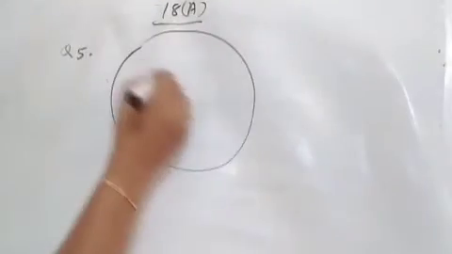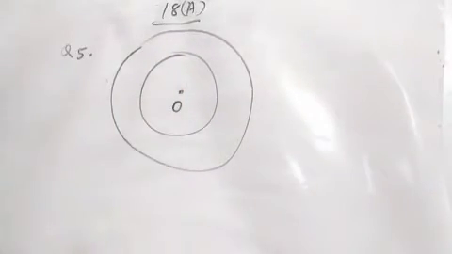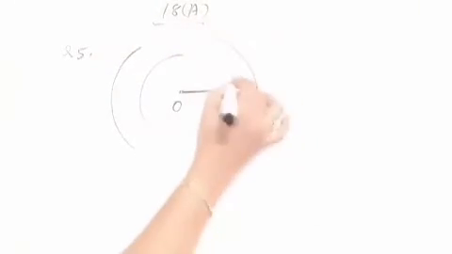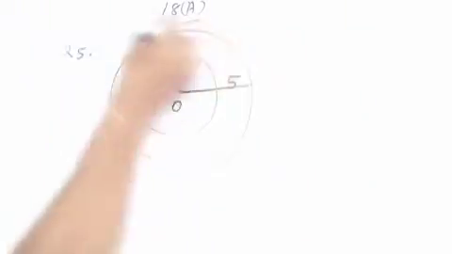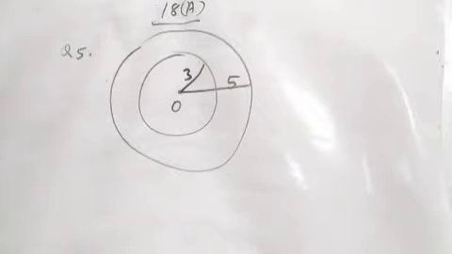Fifth question is, two circles of radii 5 cm and 3 cm are concentric. Concentric means circles with a common center. So this is the center of two circles. First one with radius 5 cm, so the larger one, and the smaller one radius 3 cm. Calculate the length of a chord of the outer circle which touches the inner circle.